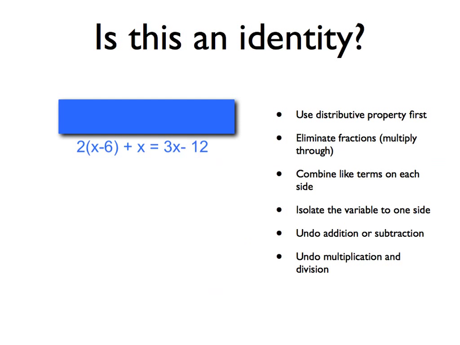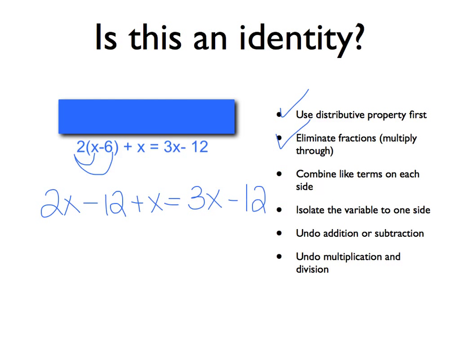Let's try this problem. Is 2 quantity x minus 6 plus x equals 3x minus 12 an identity? Let's go through the steps. First, the distributive property. I have x minus 6 two times, so that's 2 x's. Negative 6 and negative 6 is negative 12, plus x equals 3x minus 12.